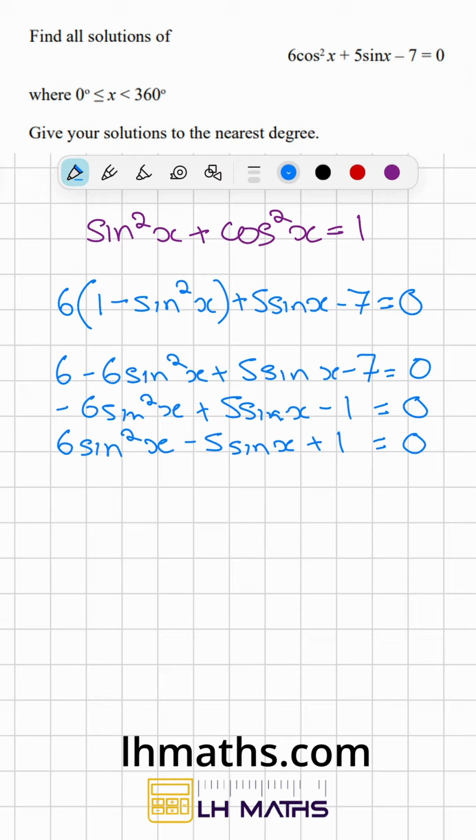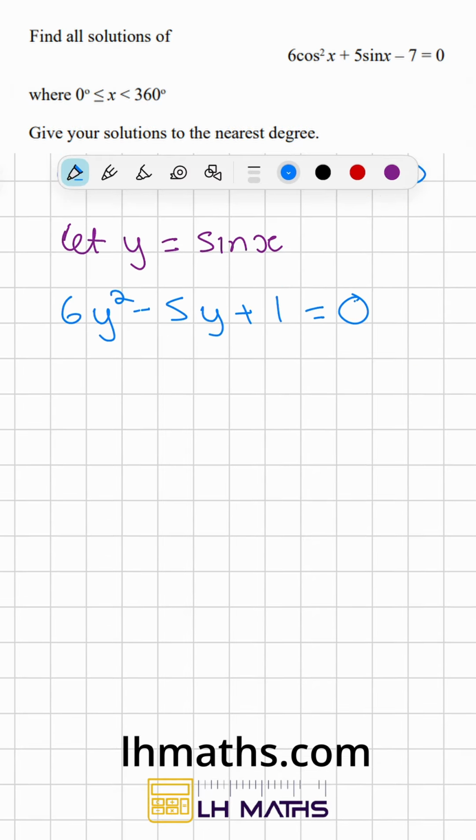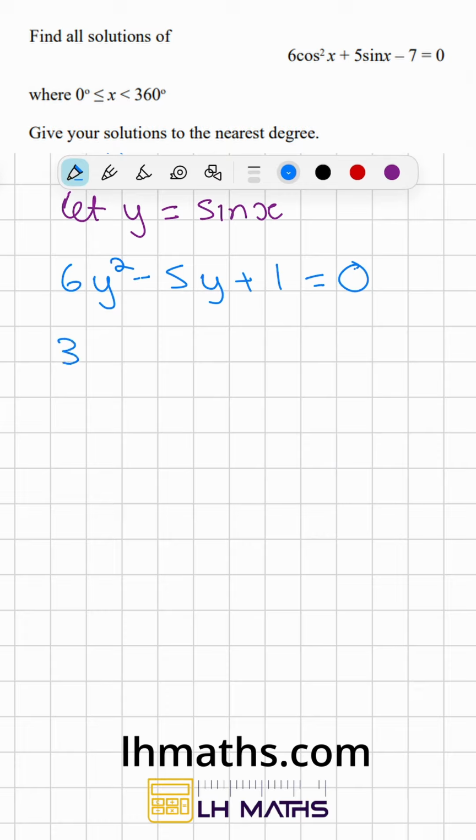Okay? So now at this stage, I'm going to use a bit of a substitution rule here. Because we have it in the form of a quadratic equation, I'm going to let y equal sine x, okay? And if we do that, then we end up with 6y squared minus 5y plus 1 is equal to 0. Okay, now if I scroll up a bit, now if we were to factorize this, you would get 3y minus 1, and then you'd also get 2y minus 1 is equal to 0, okay?